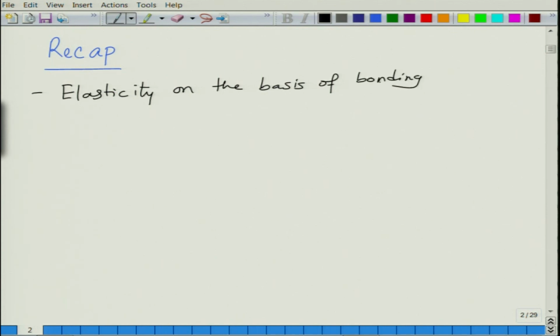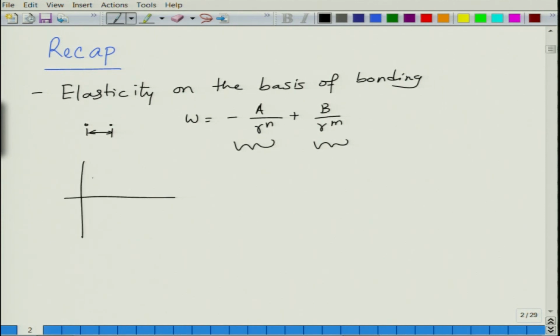bonding, and we found that for a pair of atoms, let us say, the equilibrium separation between them is determined by the potential energy, and this potential energy can be written as minus A divided by r to the power n plus B divided by r to the power m. So, you have an attraction term, you have a repulsion term, and wherever the overall potential energy, the sum of these two, is minimum, that will show. So, this is W, this is R, and the minima determines the R naught, that is the equilibrium separation.